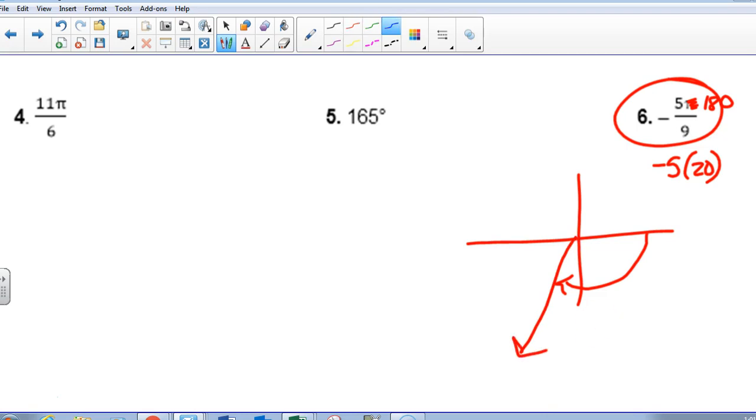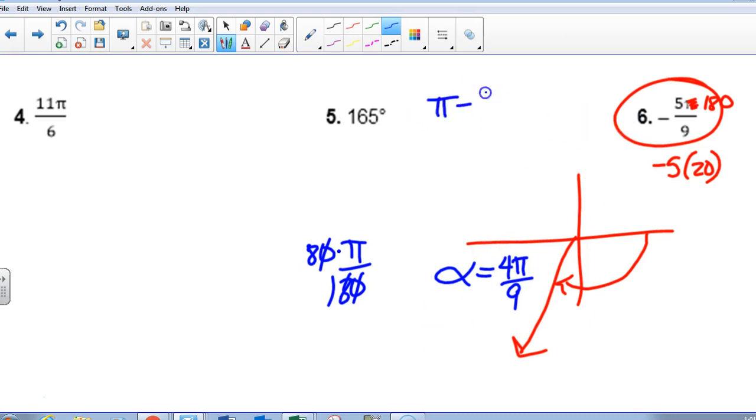The reference angle then, in degrees, would be what? If it was 100, it would be 80. Okay, to convert that back to radians, if we do a quick times pi over 180, these would cancel. We'd have 8/18 or 4/9. Or somebody could have been able to do pi minus 5 pi over 9 in their head.